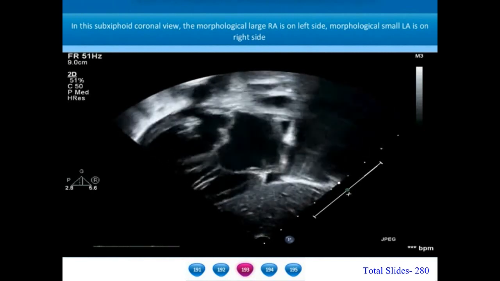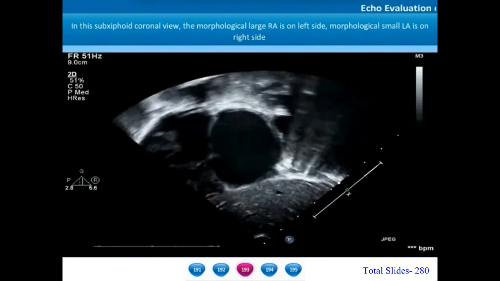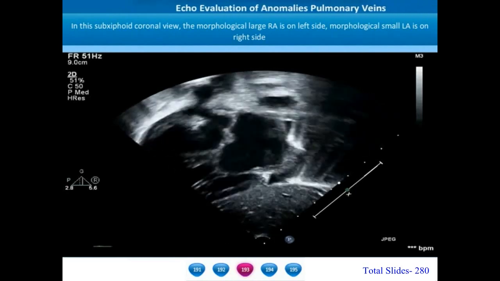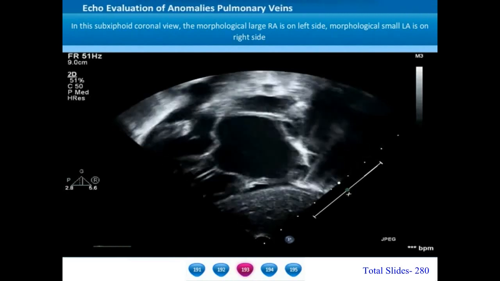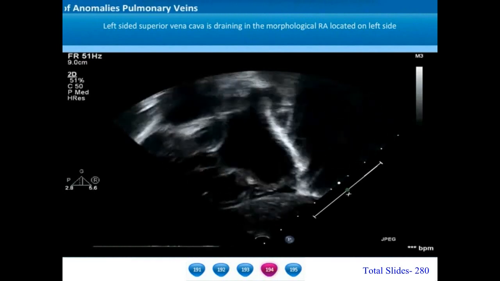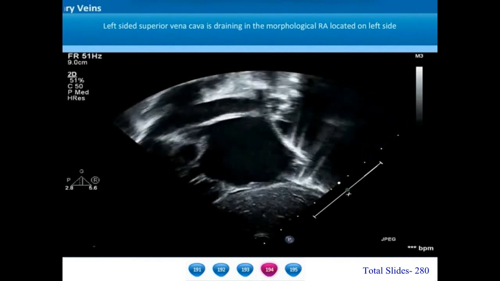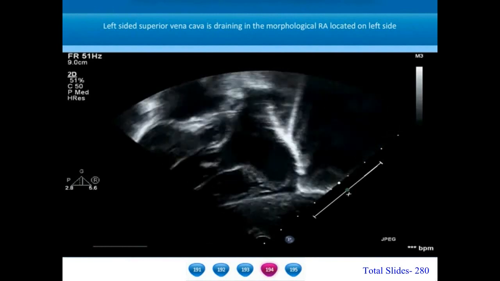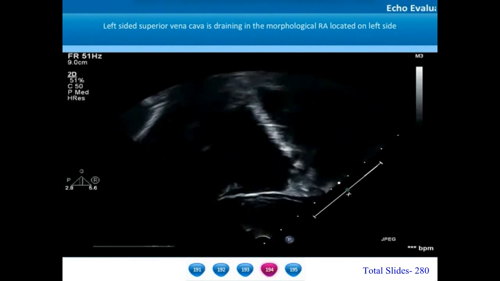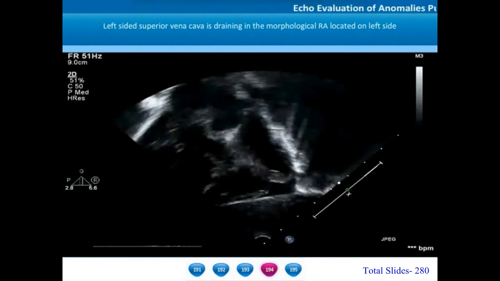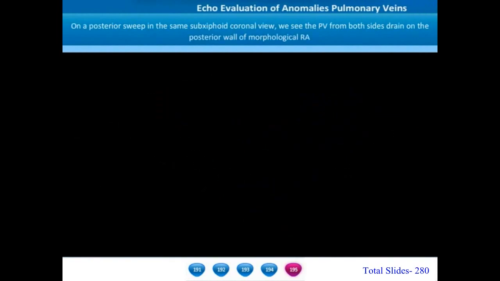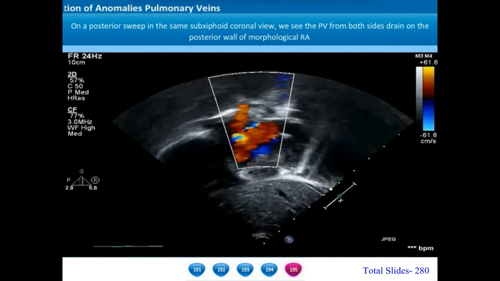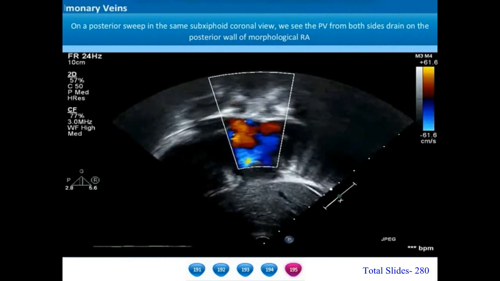So what is seen on the right side of the screen is the morphological right atrium, and what is seen on the left side of the screen is the small morphological left atrium. In the same subxiphoid coronal view, as we sweep anteriorly, we are able to appreciate the superior vena cava entering the morphological right atrium. The superior vena cava is actually on the left side due to the mirror imagery. When we sweep posteriorly, we are able to appreciate both the pulmonary veins entering into the same morphological right atrium.